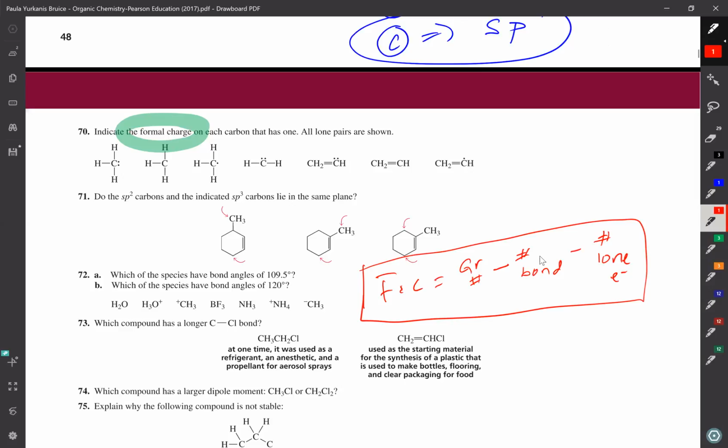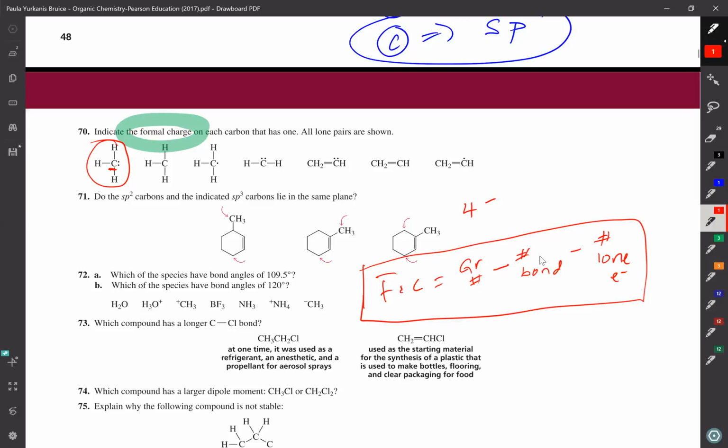Okay, let's do an example with this second molecule. Let's look for the formal charge of the carbon in the middle. The group number for that carbon is 4, minus how many bonds are surrounding the carbon? How many bonds are surrounding that carbon?